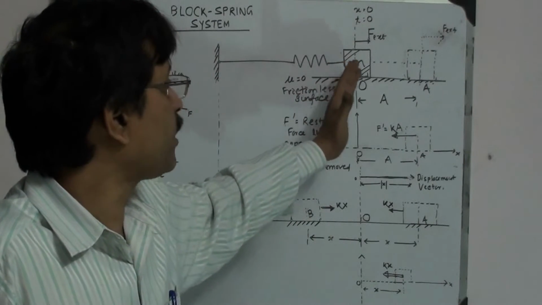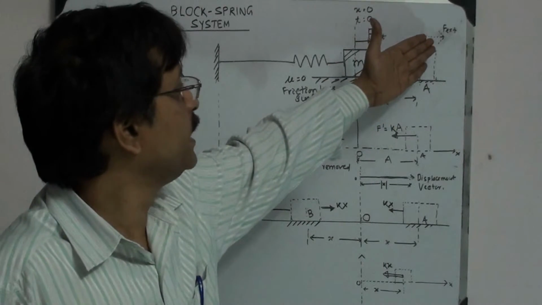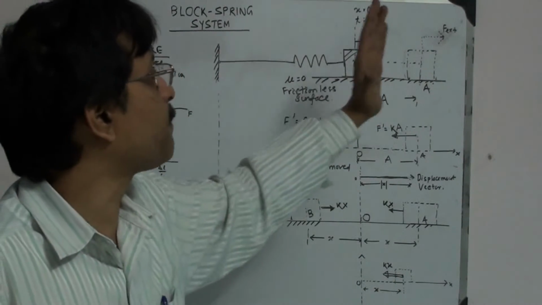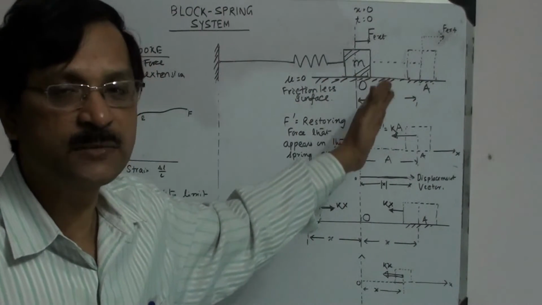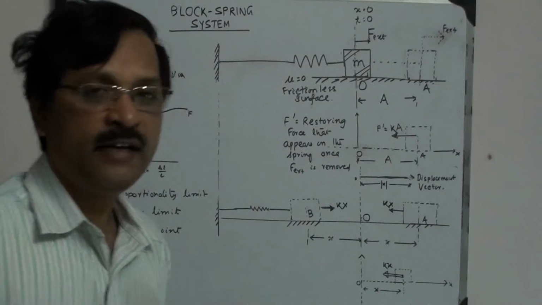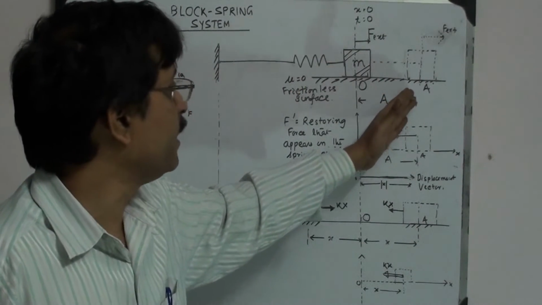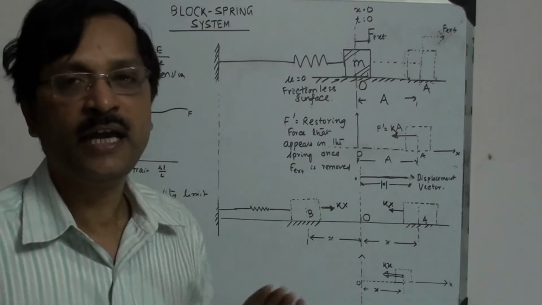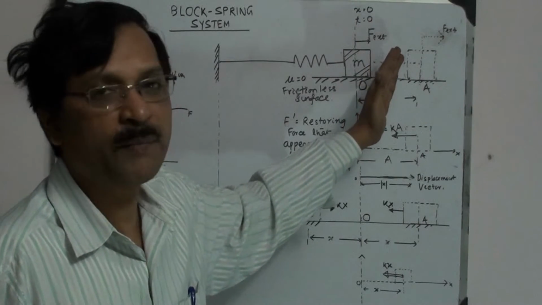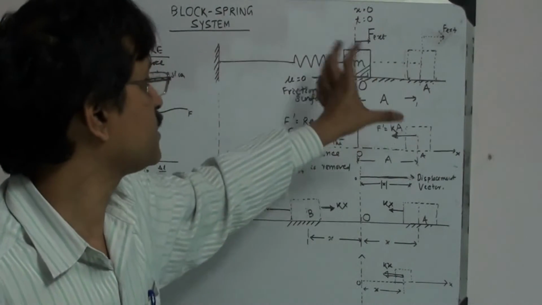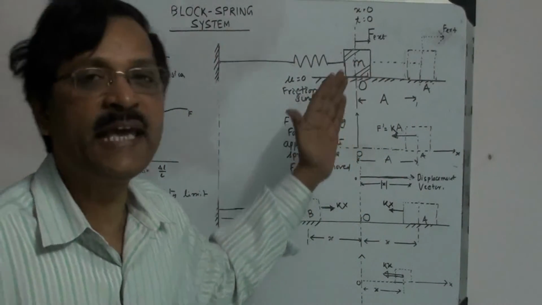The block executes a simple harmonic motion because as soon as you stop applying the external force, the restoring force that will arise in the spring is proportional to the amount that you have stretched. In this case, you have stretched an amount A and the restoring force will be KA. In fact, if you would have stretched by an arbitrary distance x, where x is small compared to the overall length of the spring, the restoring force will be Kx.